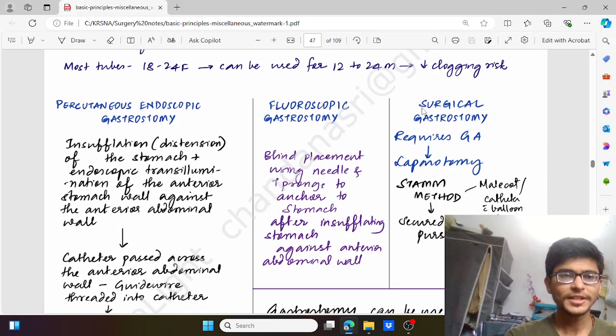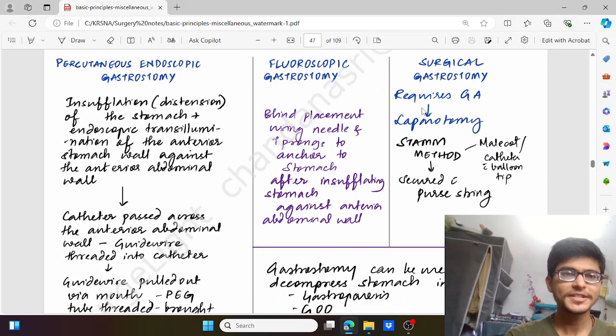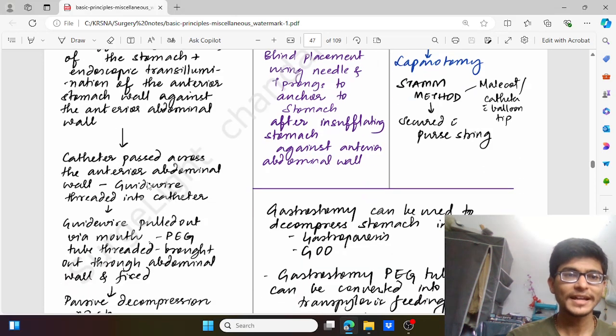So what are the other methods? They are percutaneous endoscopic gastrostomy, that is PEG, fluoroscopic gastrostomy and surgical gastrostomy. In PEG, first we insufflate and distend the abdomen, stomach. Then through endoscopic transillumination of the anterior stomach wall against the anterior abdominal wall, we pass a catheter across the anterior abdominal wall, through which the guide wire is threaded into the catheter.